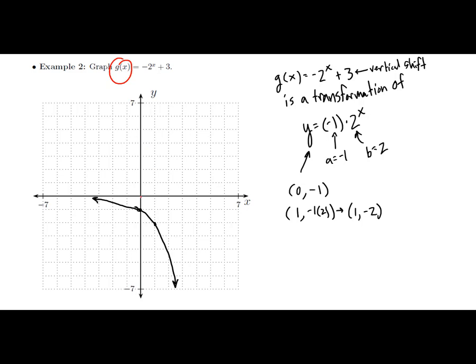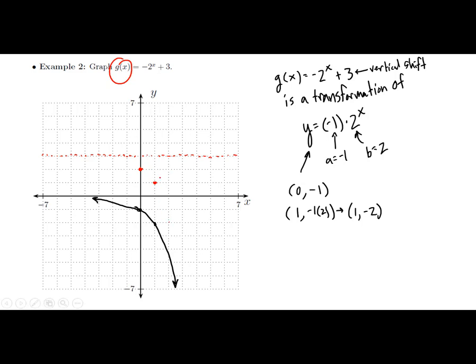So I'm going to shift everything up 3. So that would be this point, (1, 2, 3). This point, (1, 2, 3). And then also my horizontal asymptote. So I'll make sure I make it clear where my graph is approaching in the negative direction there.